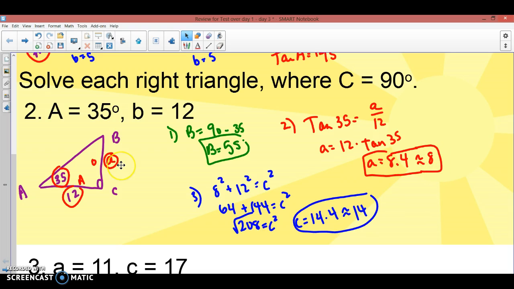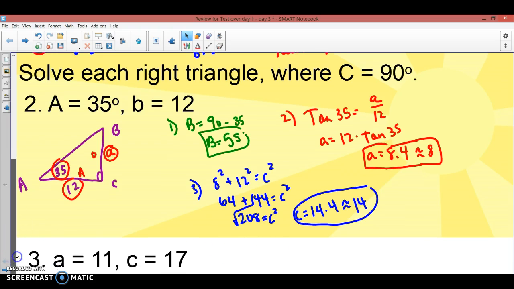And now that we have the second side, just use the Pythagorean theorem. So 8 squared plus 12 squared equals our c squared. When we solve through, we get an answer of 14. Okay, let's go ahead and try our next one.